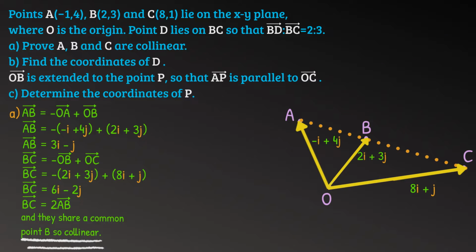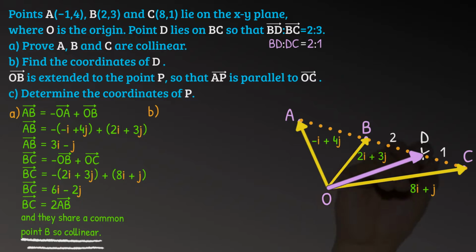Now next we have to find the coordinates of D, but be careful because we're given the ratio BD to BC is 2 to 3. This means that BD to DC is 2 to 1. So to find the coordinates of D, we'll first work out the vector OD.